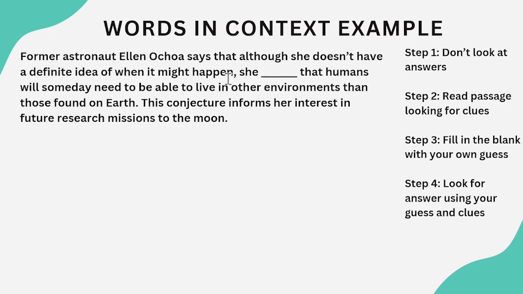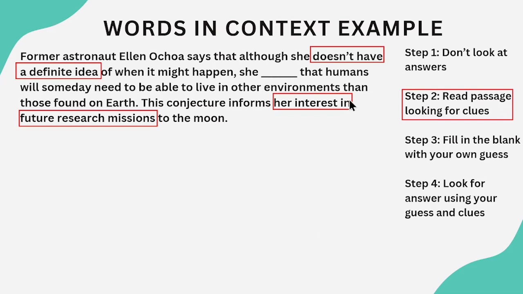So essentially she's talking about something that's going to happen in the future and what she thinks about that thing. This conjecture informs her interest in future research missions to the moon. So she's interested in it. She wants to participate in this. This is good information to have. So here's the main clues that I found in this passage. She doesn't have a definite idea, and she has interest in future missions of the moon.